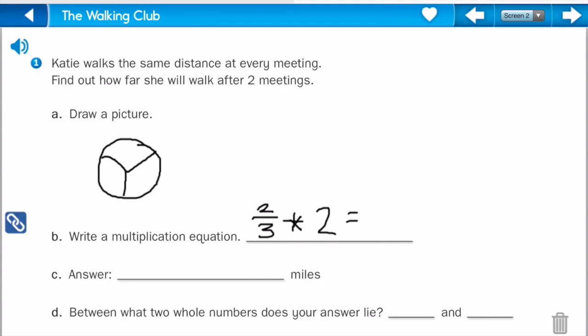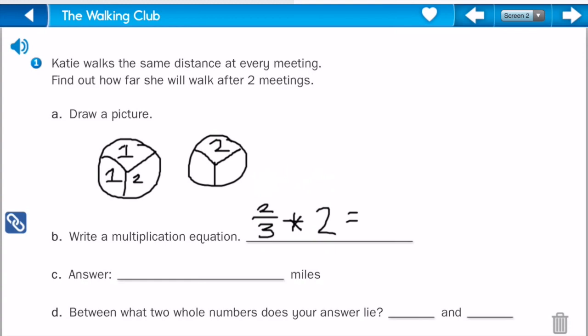So on one day, for 2 meetings, so for the first meeting, we're just going to put a 1 for the first meeting. 1 and 1. Okay, there's her first meeting. She walks 2/3, so she walked 2/3 of the mile in this first meeting. Now after 2 meetings, she'll do another 2/3. So we'll have to draw another. And I'm going to put a 2 for the second meeting.